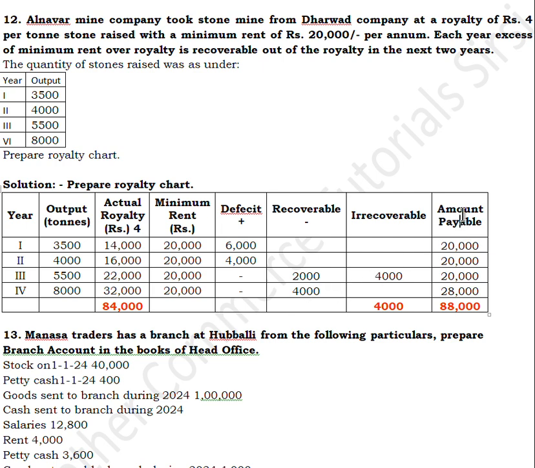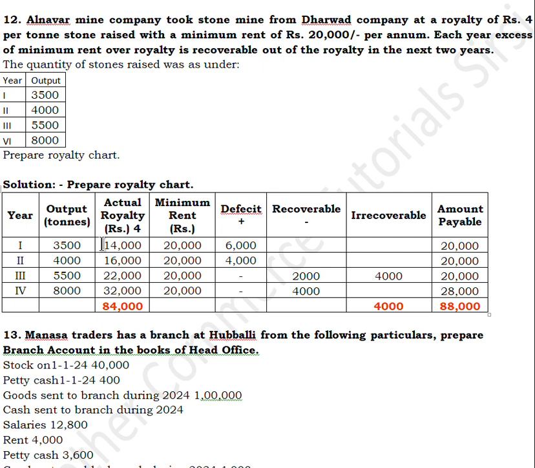Now let us see about the last column, that is the amount payable column. To understand the amount payable column, you should keep a finger on royalty and then the other finger on deficit or recoverable. See, 14,000 for deficit I have written as plus. That means 14,000 plus 6,000 gives you 20,000. 16,000 plus 4,000 gives you 20,000. 22,000, there is no plus entry, there is a minus entry because it is in recoverable. So 22,000 minus 2,000 gives you 20,000. Then next 32,000 minus 4,000 gives you 28,000.